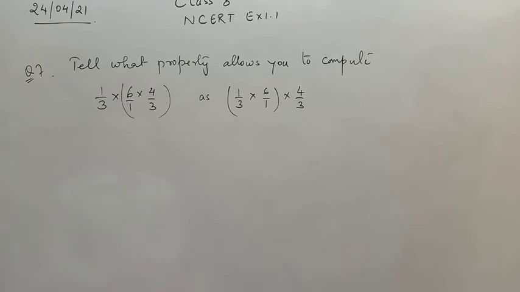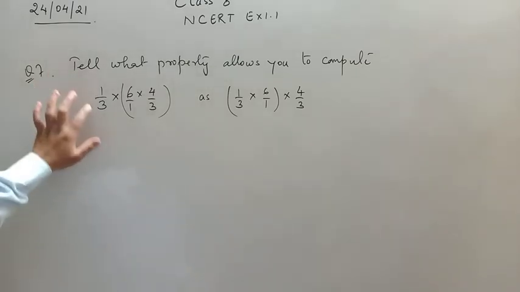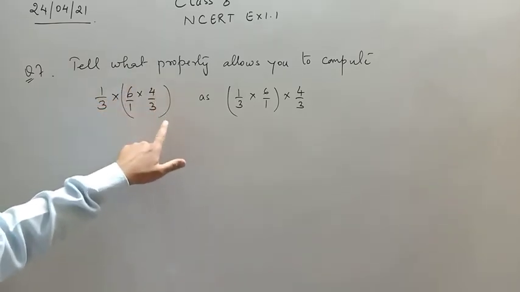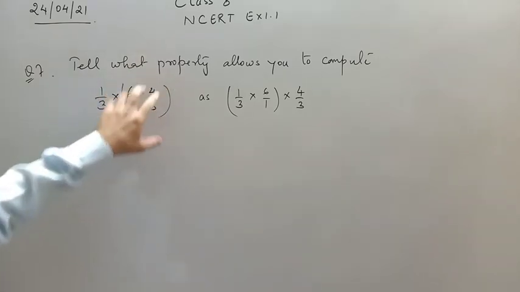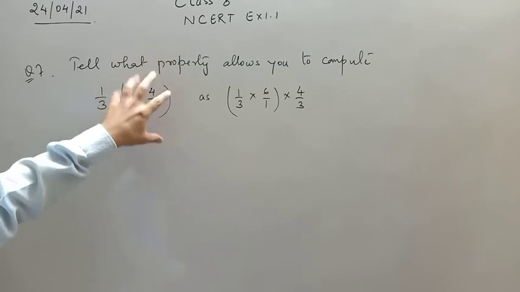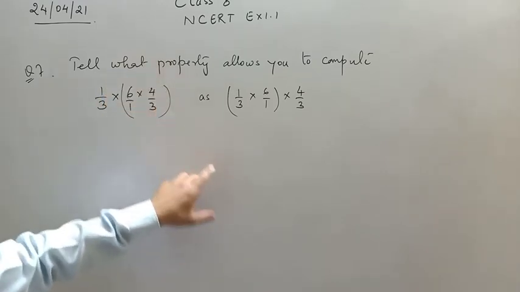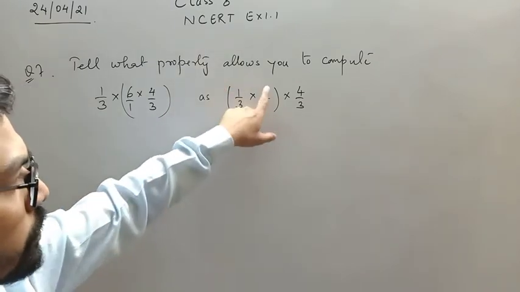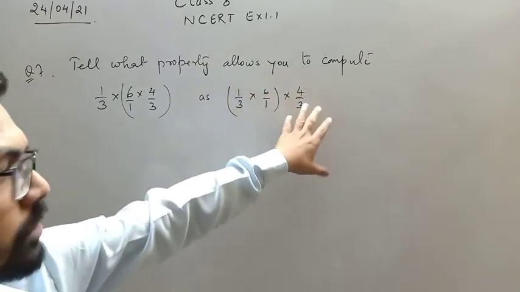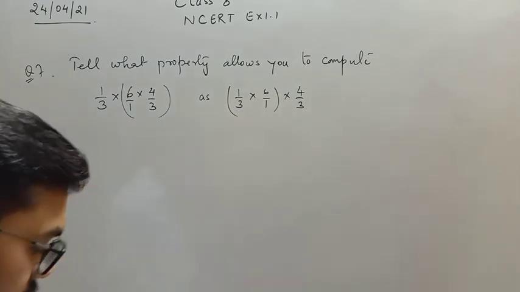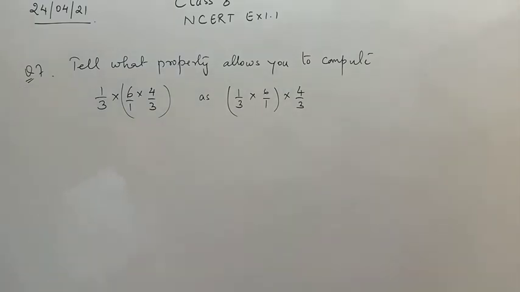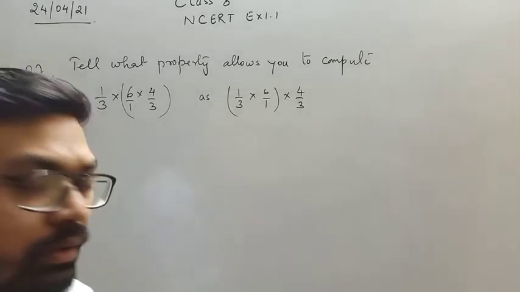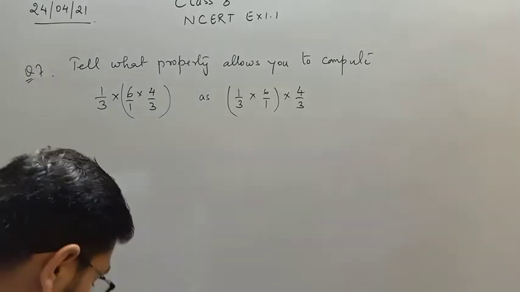So the next question is, tell what property allows you to compute 1/3 into (6/1 into 4/3). So here the bracket is in, you have two values within the bracket, 6 and 4/3. But here the association is changed. That means 1/3 into 6/1 is in the bracket and 4/3 is outside the bracket, right? So I can simply say this is the associative property of multiplication, right? Associative property of multiplication.